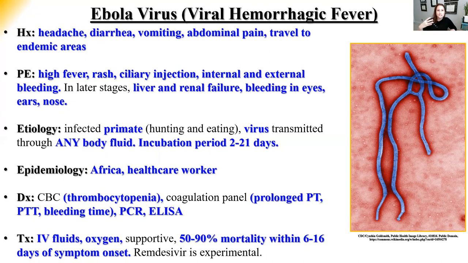On CBC, you'll see a thrombocytopenia. Coagulation panel, you'll have prolonged bleeding times, PT and PTT. The diagnostic test for this is going to be a PCR or an ELISA, but again, that's not always present in these third world countries. Treatment is going to be supportive, IV fluids, oxygen. This has a high mortality rate, 50 to 90% mortality within 6 to 16 days of symptom onset. The only drug that we have is still currently experimental, and that's remdesivir.